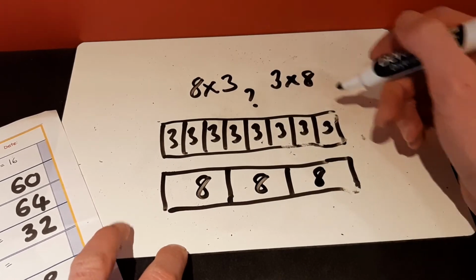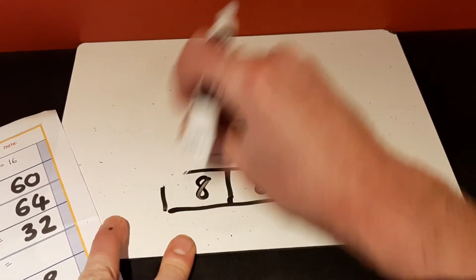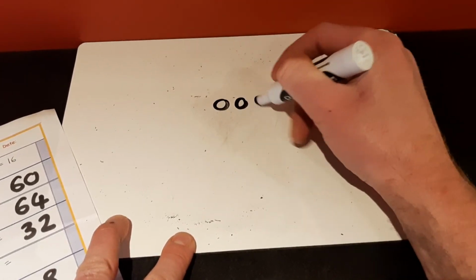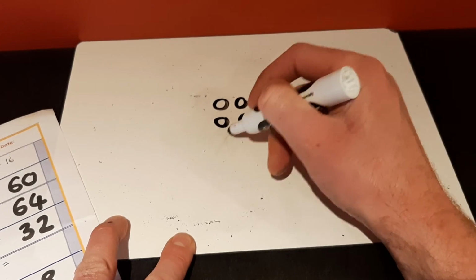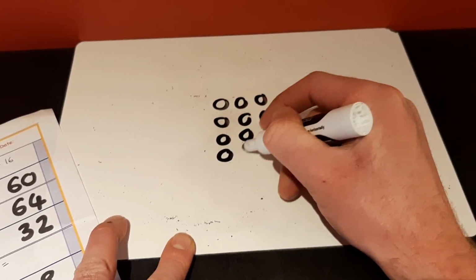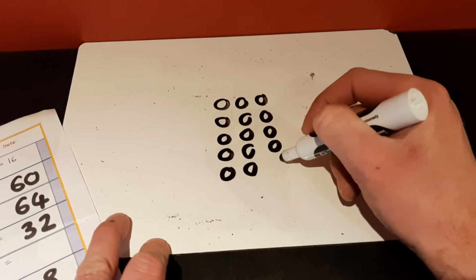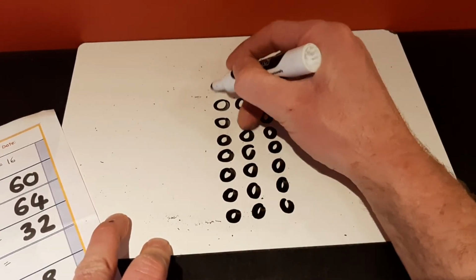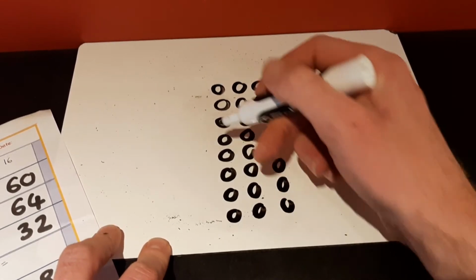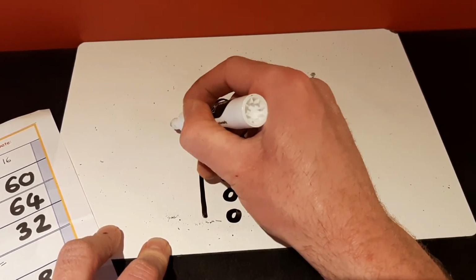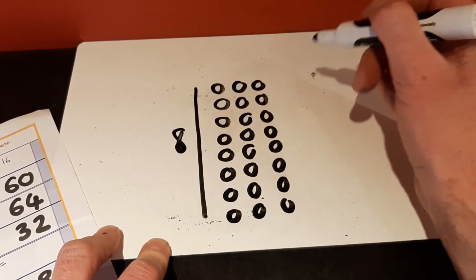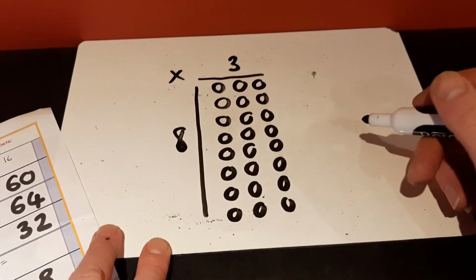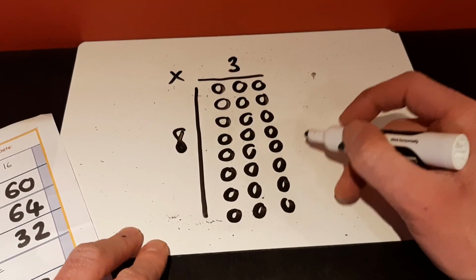Another way of looking at it is with arrays, as I've just mentioned. 1, 2, 3, that's 1 lot of 3, 2 lots of 3, 3 lots of 3, 4 lots of 3, 5 lots of 3, 6 lots of 3, 7 lots of 3, 8 lots of 3. So you have columns of 8, you have rows of 3, 8 lots of 3, and you can count the counters in the middle, would be 24.